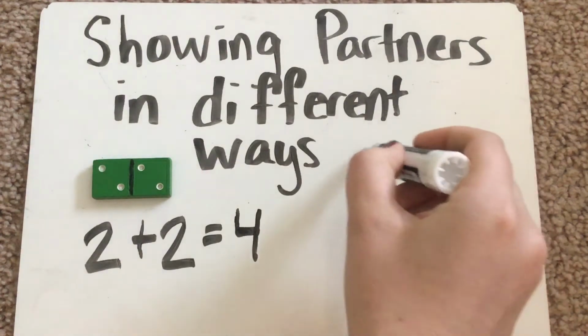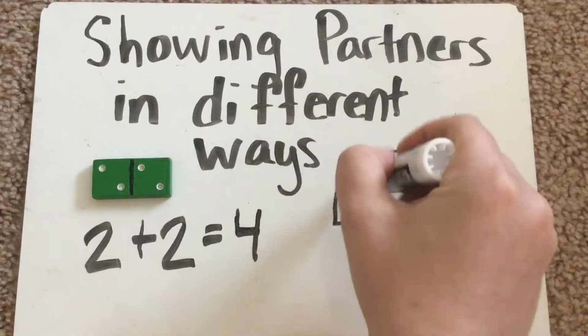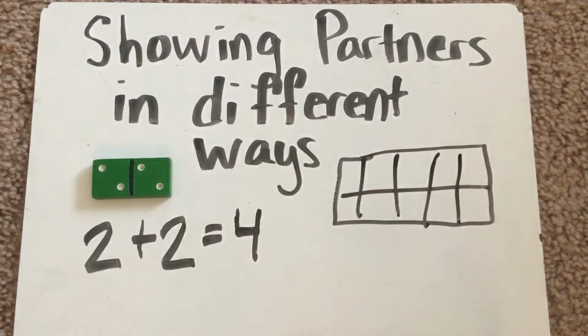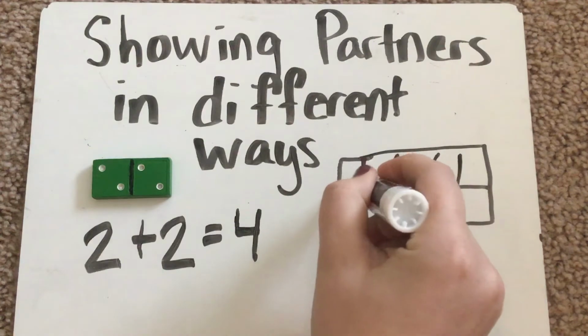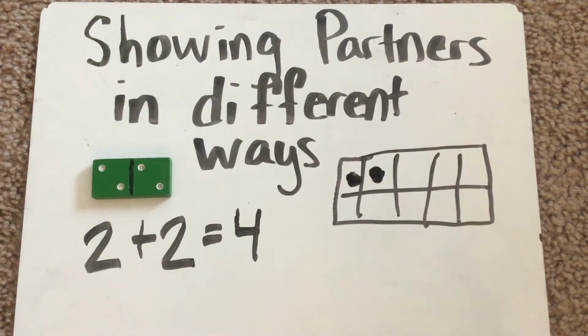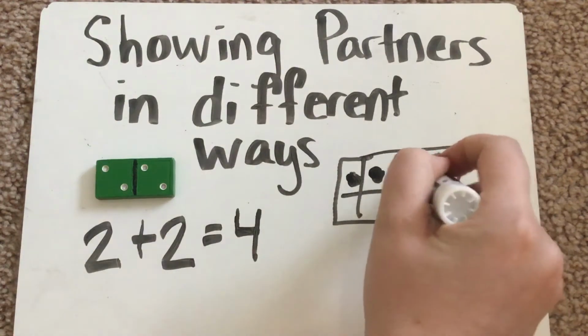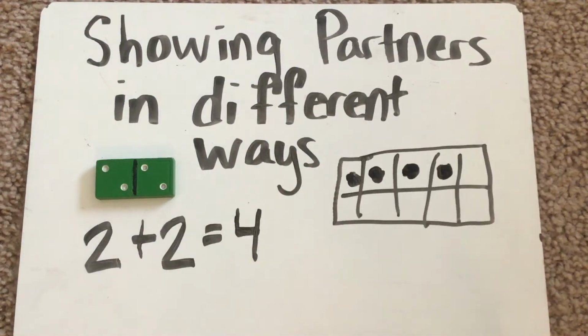So let's try that. Here I'm going to draw a 10 frame. There's my 10 frame. There's 10 spots on my 10 frame. I'm going to put 2 on top of my 10 frame. And then I'm going to put 2 more because I have 2 over here and 2 over there. So 2 and then 2 more. How many do I have all together? I have 4, and that's exactly what our equation said. We could even show it on a number line.